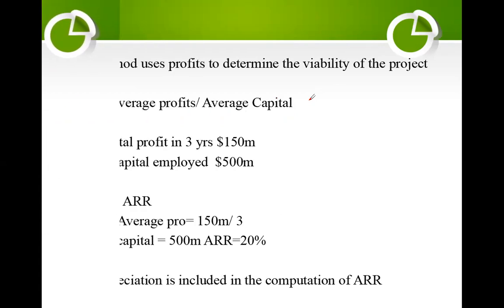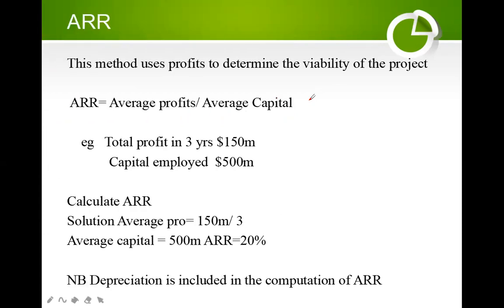Okay, let's move on. So we're saying accounting rate of return. This method uses profits. We use the profits of the business to determine the viability or feasibility of a project. We use what? This is a very important term. I think you need to highlight that one. We use profits. And profit is calculated the normal way. Remember, our normal way of calculating profit, we say gross profit less expenses, then we get our net profit. That's the profit that we're talking of.